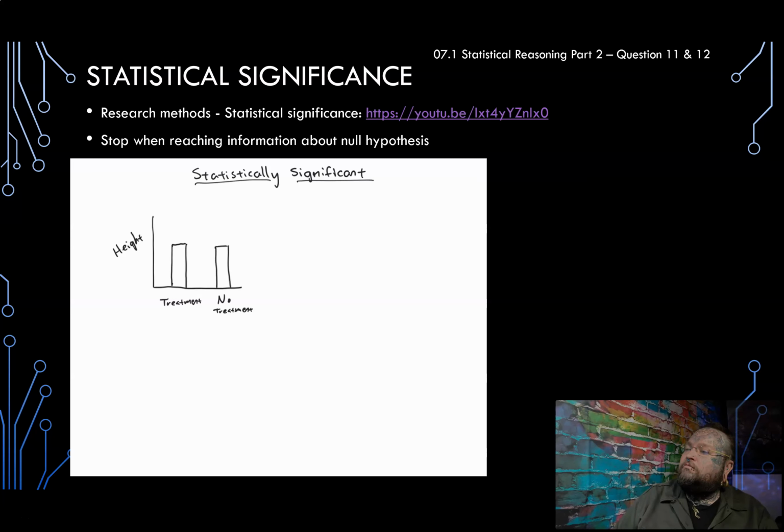Now the key here is that these are about the same, but there might still be some level of difference. And so after I've given my groups the treatment, if I see a difference at that point, I want to know, was that difference just because of randomness? Did I happen to put a few more tall people in one of the groups versus the other? Or was that difference caused by my treatment?